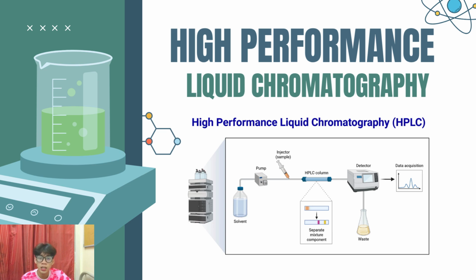The fifth is detector. After leaving the column, the separated compound passes through the detector. The UV detector identifies caffeine and produces a signal called a chromatogram. The final is data system. Finally, the chromatogram is displayed on the computer. The peak area of caffeine is used to calculate its concentration in coffee and energy drink samples.